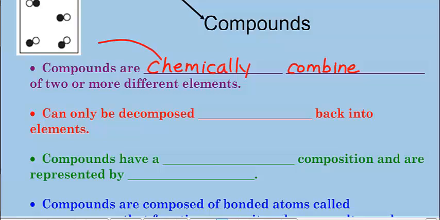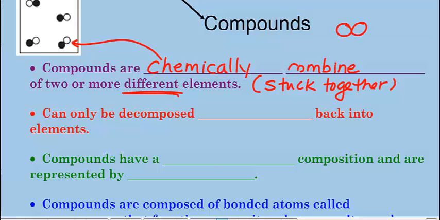The way we can show 2 or more different atoms chemically combined is we show them stuck together. Just say it's stuck together. And it's important that you underline the word different. Okay? It says formed when 2 or more different atoms chemically combine. They have to be different. If you had the same 2 atoms stuck together like that, that would be an element because there's only one type of atom present. They have to be different, okay? And so we're showing different atoms here by making one black and one white.